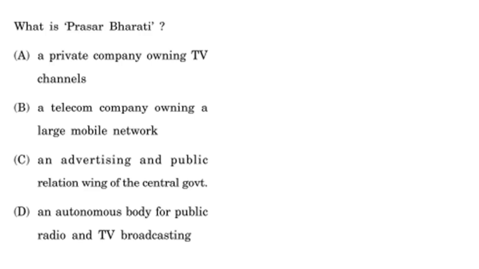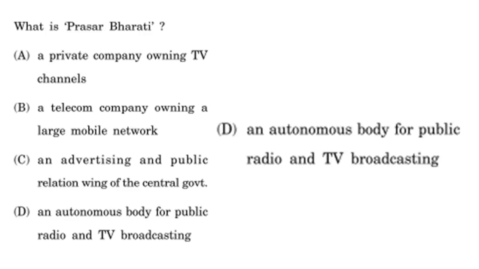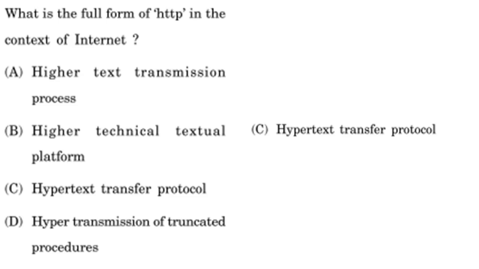So we have options C and D here. Is it the advertising and public relation wing of the central government? No, this is not the option. The option here is the autonomous body for public radio and TV broadcasting. So D is the option. Remember this, friends.